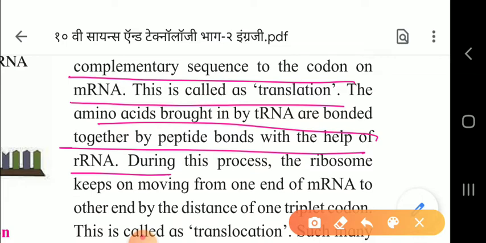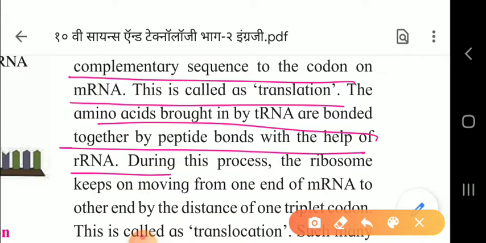During this process, the ribosome, what is the ribosome that I want to tell you, children, that you have studied in the structure of the cell. In that, in the center, the nucleus is there. Around the nucleus, the endoplasmic reticulum is there. That is a network type.